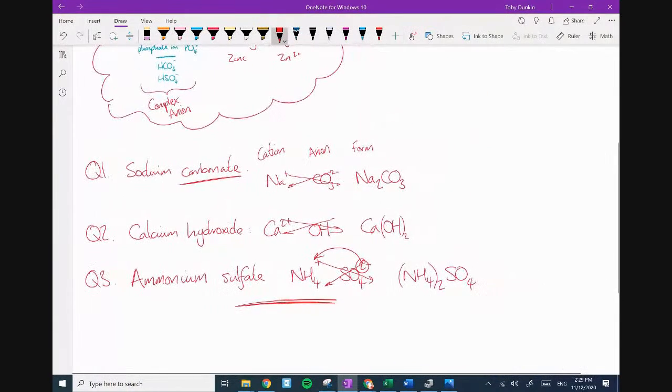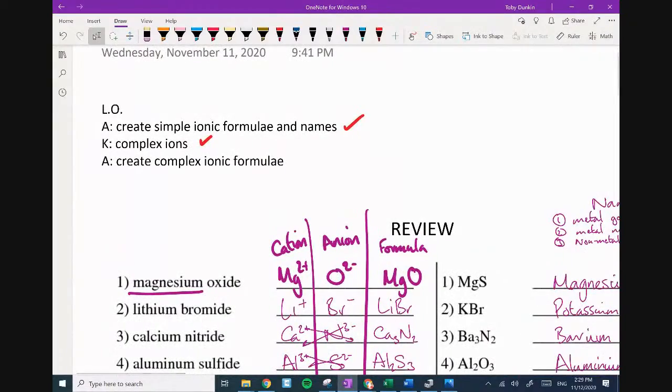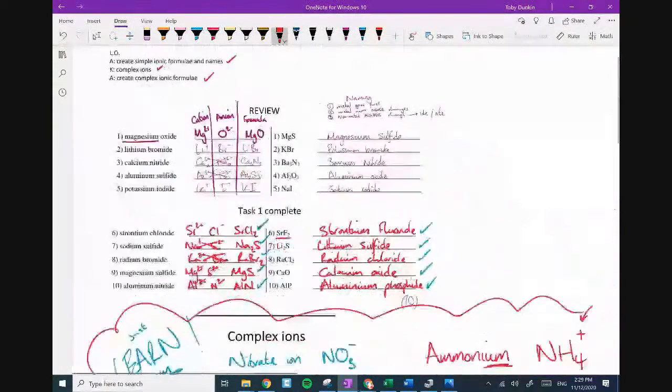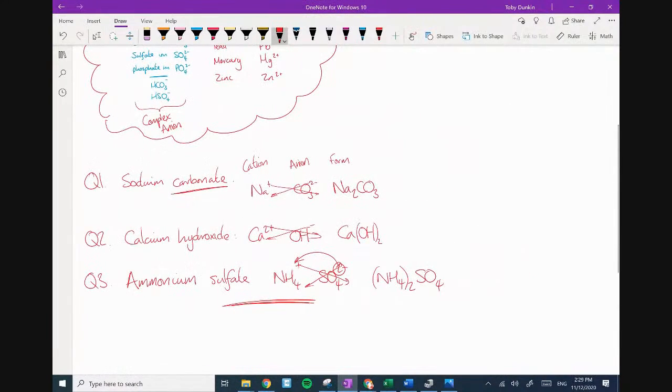And anyway, this brings me to the end of my lesson. Look at that, 1 minute to go. We have finished all of my learning objectives. We have learned our complex ions. We have created complex formulae. Now I just need you to apply it, and I will be very happy.